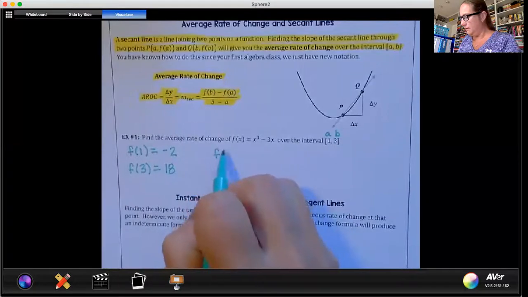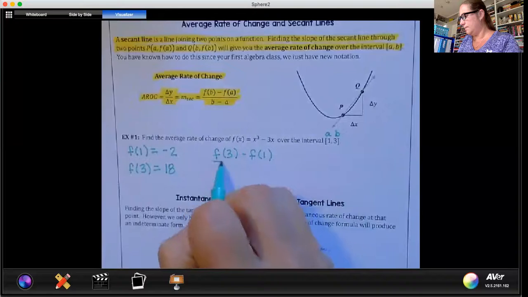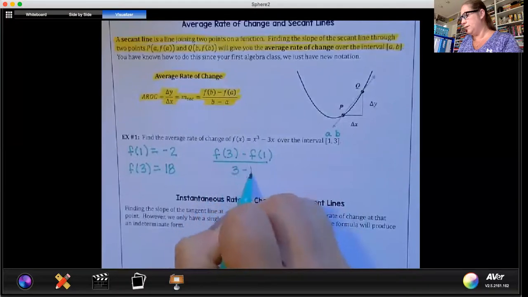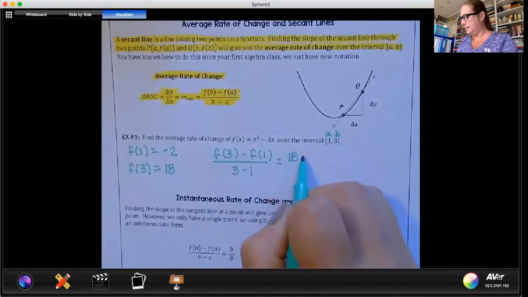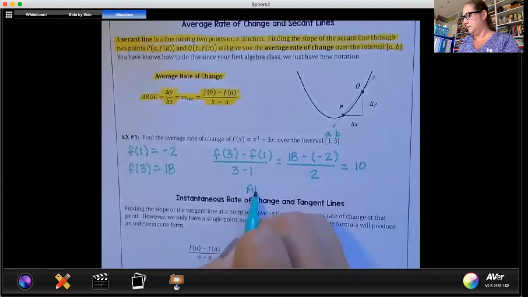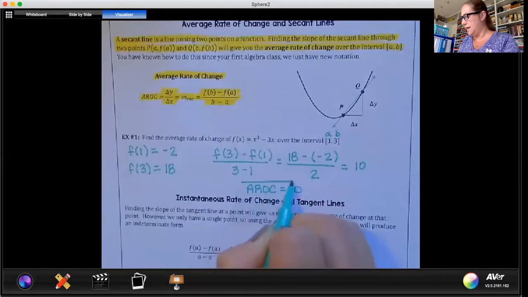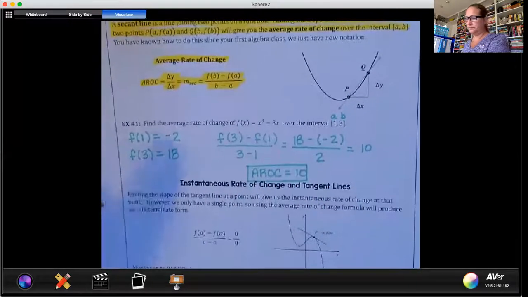So f(b) minus f(a) over b minus a. 18 minus negative 2 over 2, 20 over 2 is 10. So your average rate of change on the interval [1, 3] is 10.